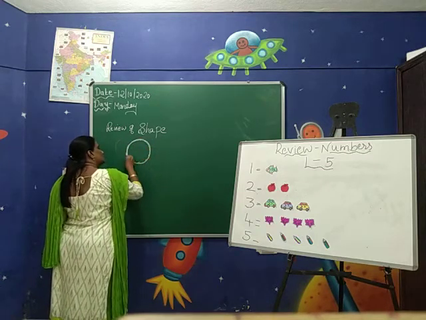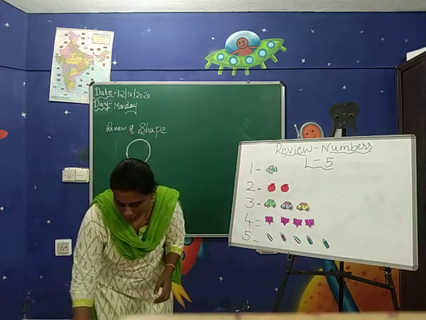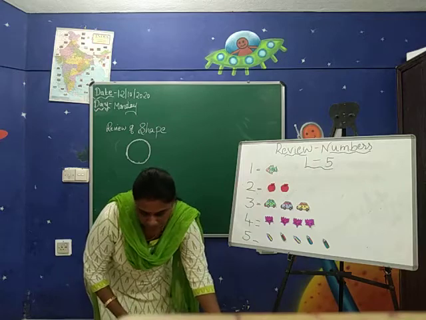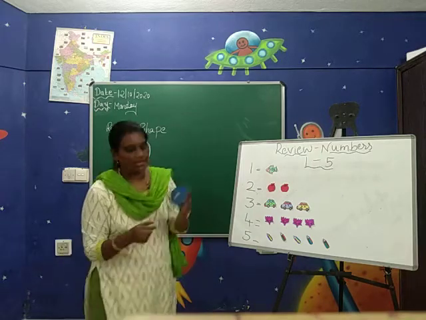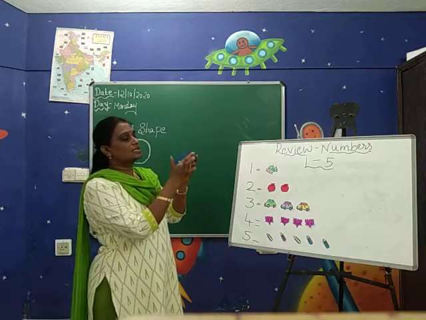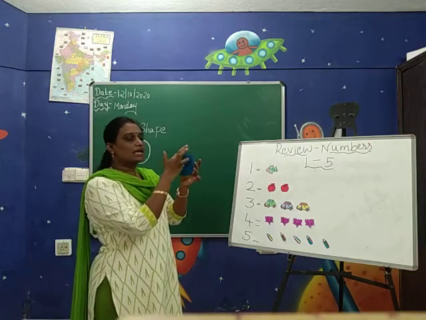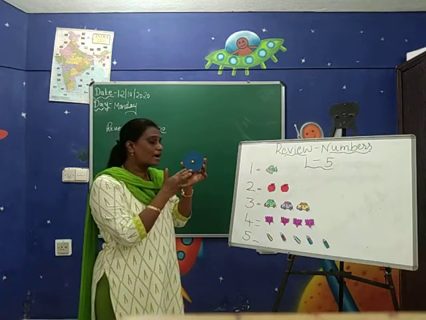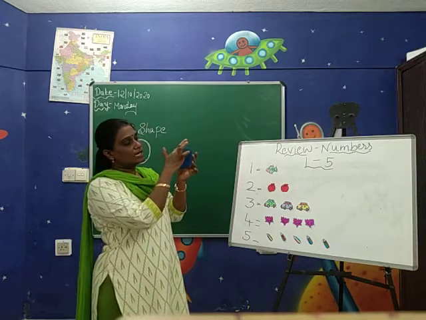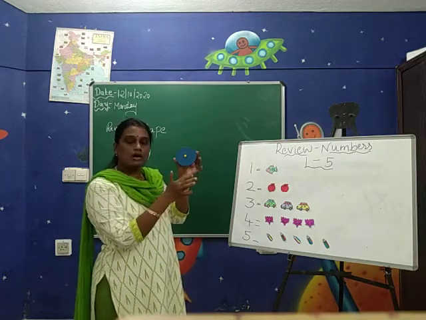This is the circle shape. Yes, I'll show you a few objects of circle shape. See, children, this is a circle shape. Round and round. Circle is in this shape. Round shape. It has no sides, no ends. Circle is a round shape.